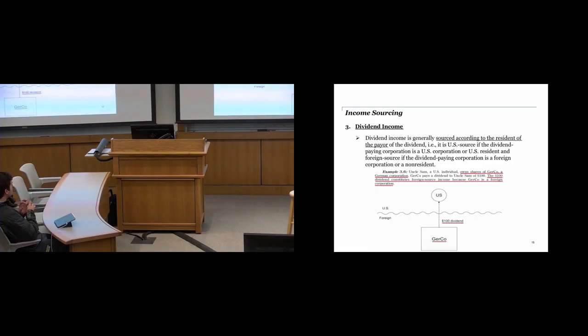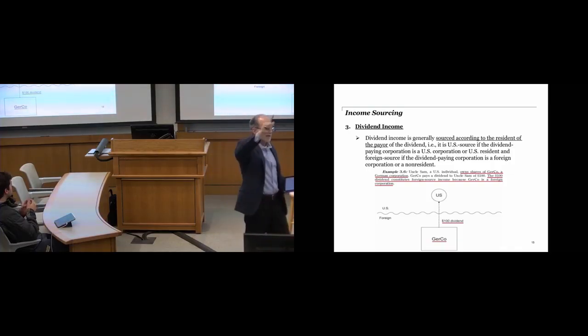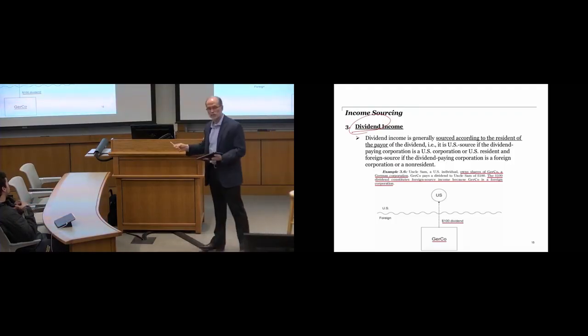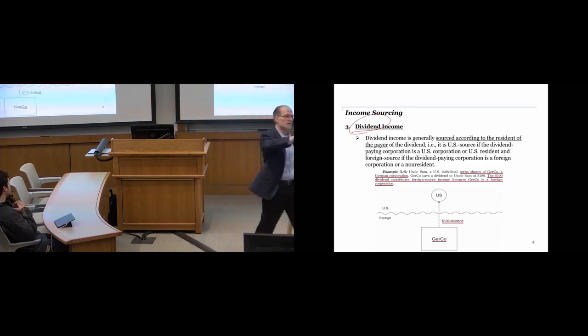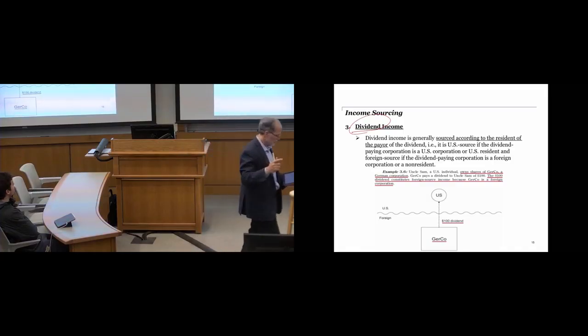Okay, so that's interest, right? So you're going to commit that to memory or you're going to write it down: the residency of the payor of the interest determines the source of the income. Okay, on the dividend side, income is generally sourced according to the residence of the payor. Very similar to interest. So it's U.S. source if the dividend-paying corporation is a U.S. corporation or U.S. resident, and foreign source if the dividend-paying corporation is a foreign corporation or a non-resident.